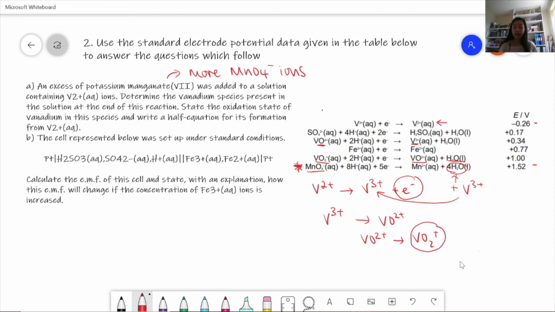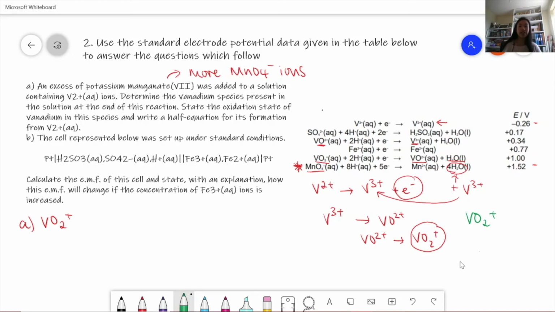So for A, determine the vanadium species present at the end, that would be the VO2+. And now we need to state the oxidation state of it. So if you don't remember how to find the oxidation state, then quickly go back to the redox videos and then come back. So we have the VO2+.